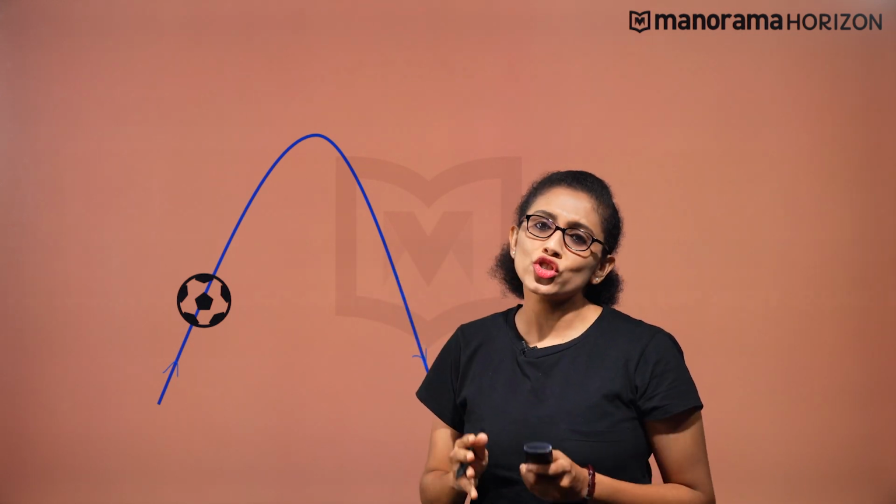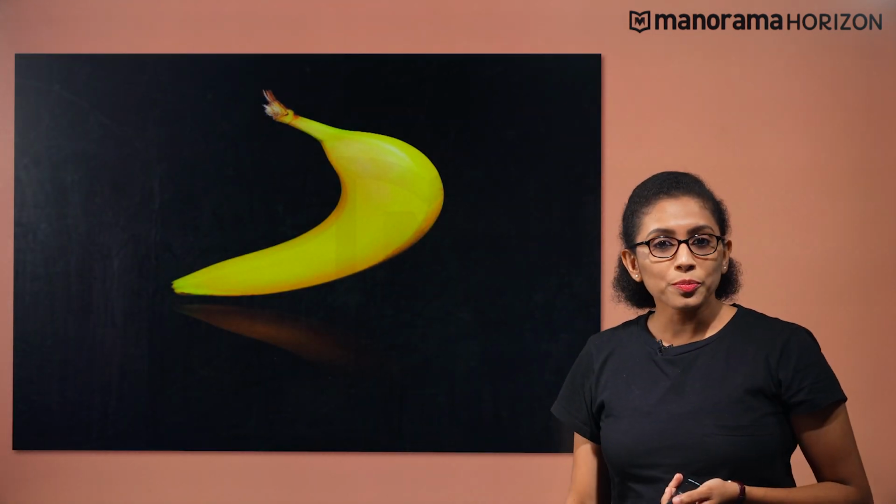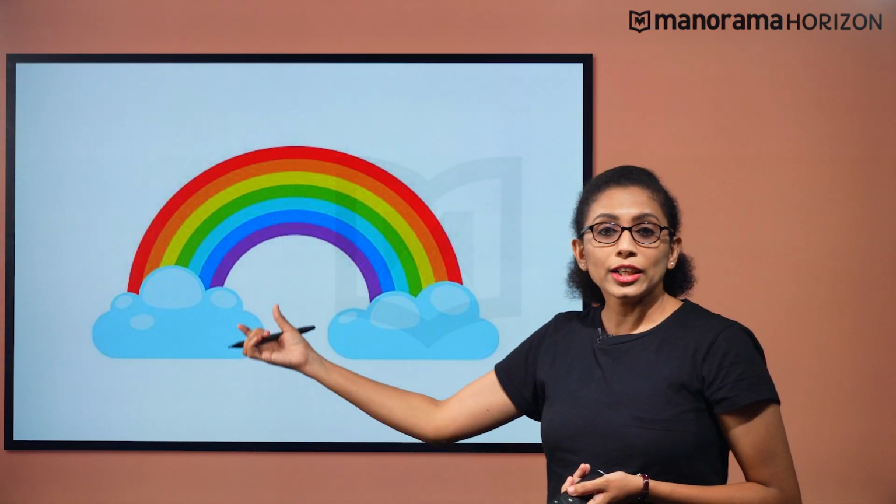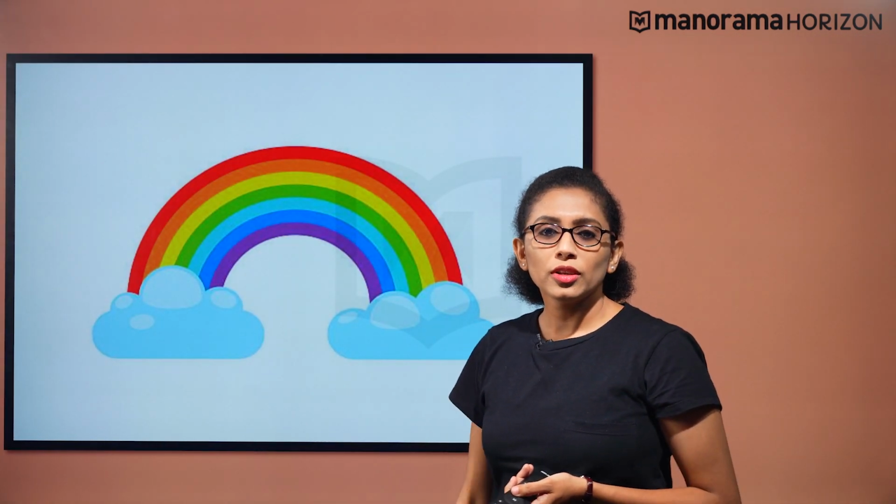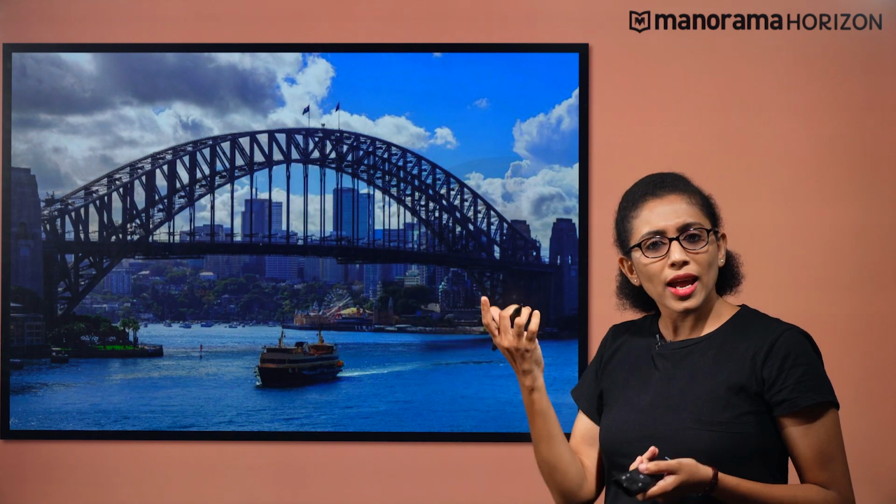We can see this shape in so many places like satellite dishes, the shape of a banana, in the rainbow, bridges, etc. Let's discuss the parabola and its aspects in detail in this video. Let's start the concept with the definition of parabola.